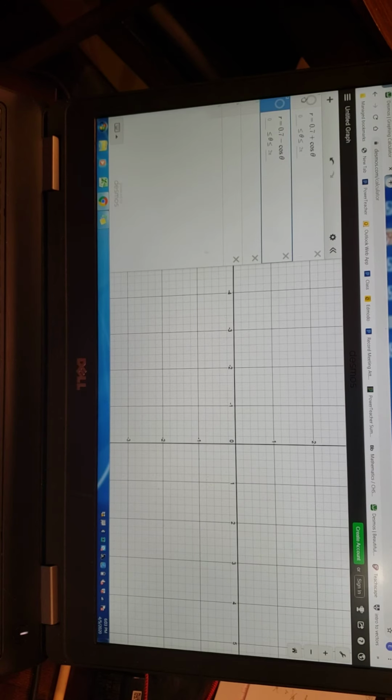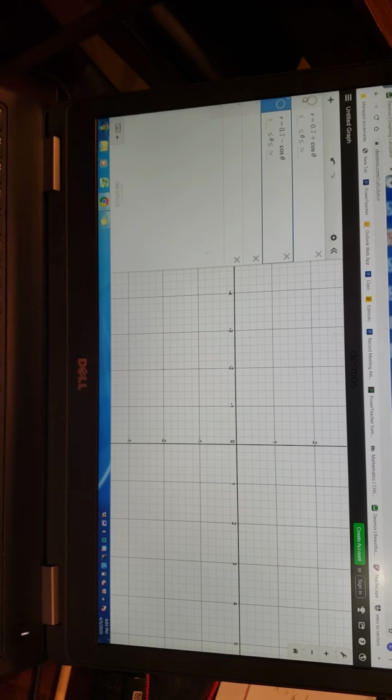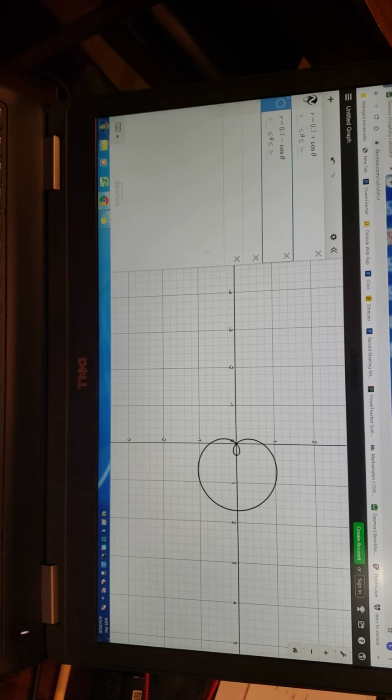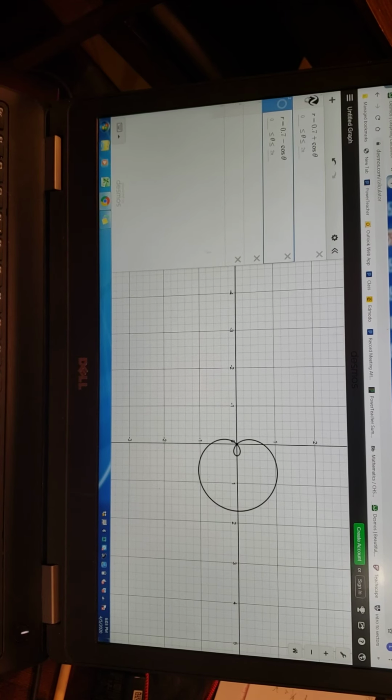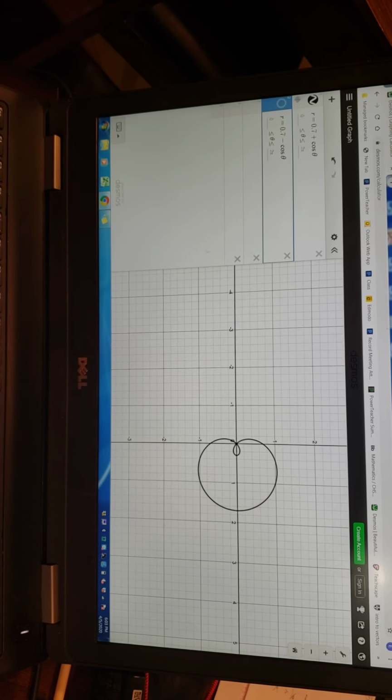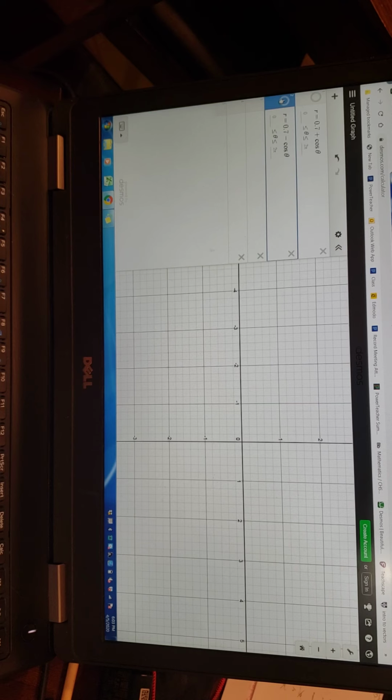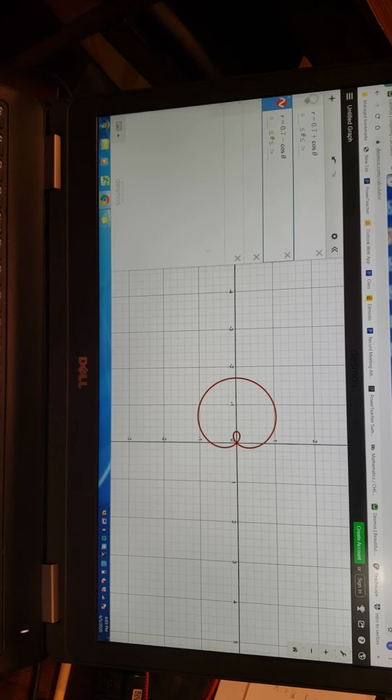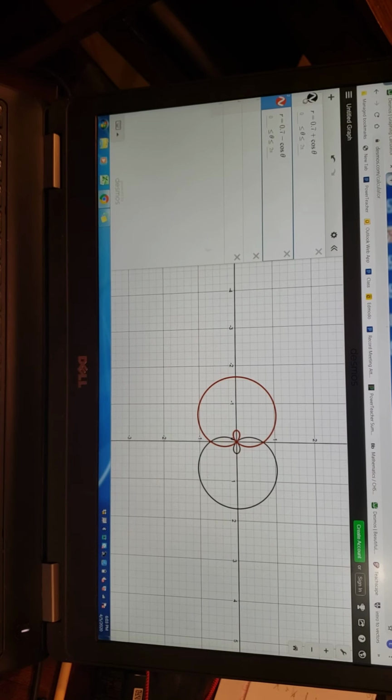Okay, so I have them listed on Desmos. So here is 0.7 plus cosine of theta. And so there's 0.7 plus cosine theta. I'm going to get rid of it. Now I'm going to click to look at minus, the one with minus cosine theta. And look, are these two the same curves? No. So let's talk about when it's the positive cosine.